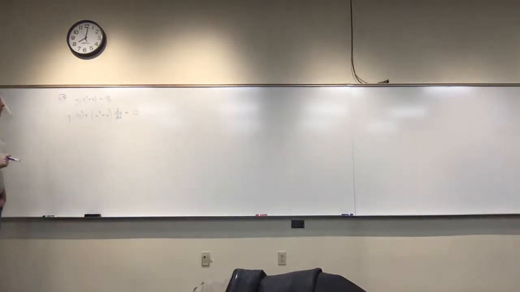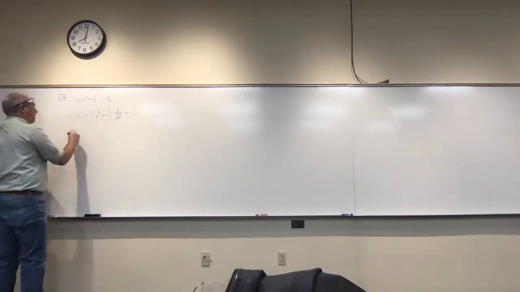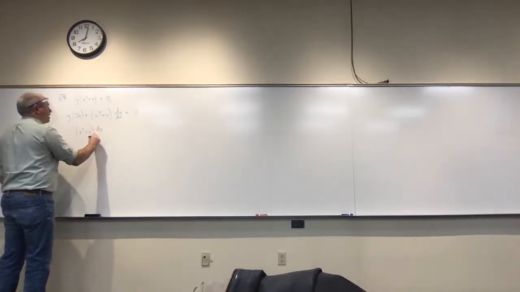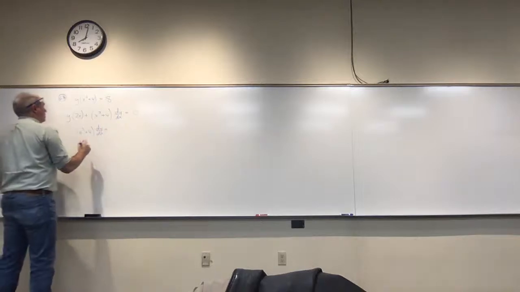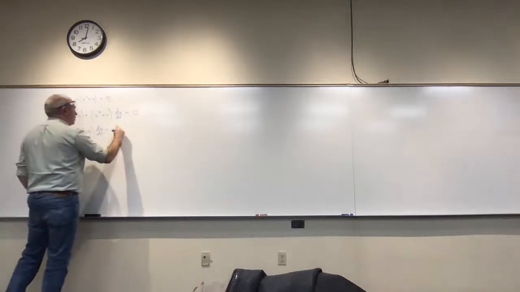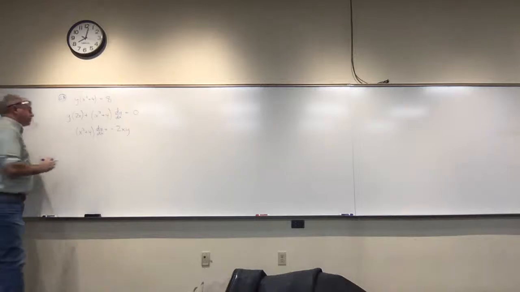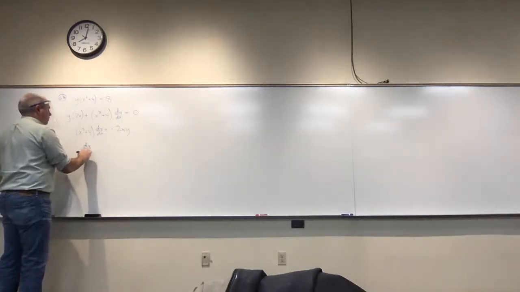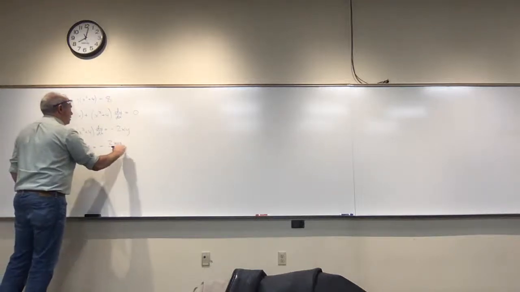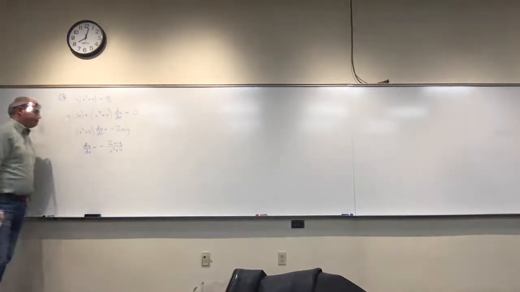Now I just need to solve for the dy dx. So I can move this thing to the other side, and I get x squared plus 4 times dy over dx is equal to negative, I suppose I could just write this as negative 2xy. And then I can divide both sides by x squared plus 4 to give me that dy over dx is equal to negative 2xy divided by x squared plus 4.